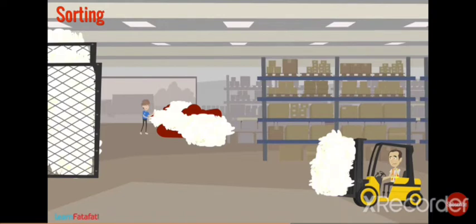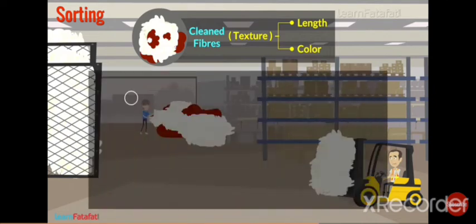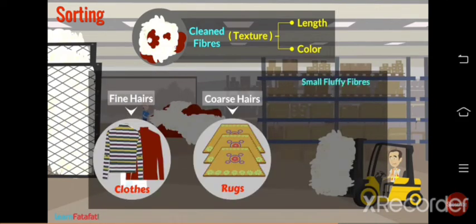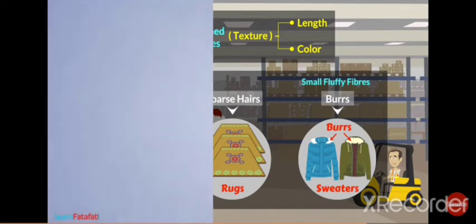The third step is sorting. Cleaned fibers are sorted or arranged according to the texture, which includes the length and color. Fine hairs can be used for making clothes, and coarse hairs are used for making rugs. Small fluffy fibers are called burrs, and they are used in sweaters.